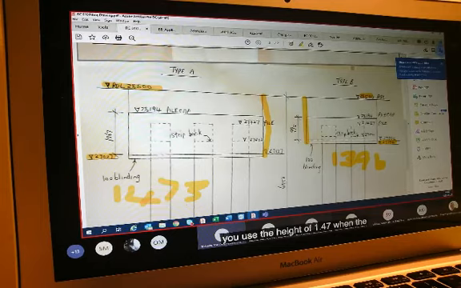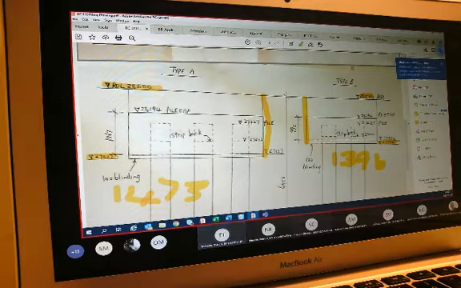Yes. I wanted to ask, why did you use the height of 1.47 when the pile cap only starts below that? Why did I use 1.47? That's a good question. That's why I'm saying these things, so that you can talk to me and tell me what it is that you are thinking at this point.